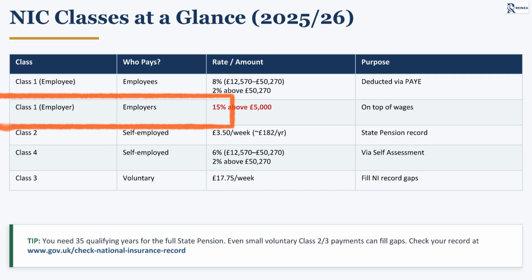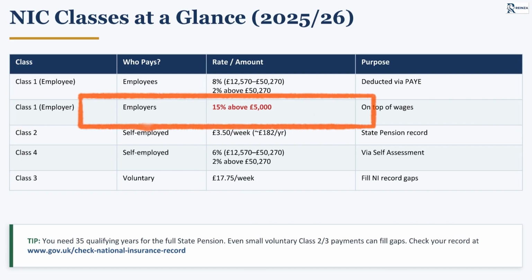Class 1 employer contributions are paid by employers on top of wages. From April 2025, the rate is 15% on earnings above £5,000. This is a significant cost that many new employers underestimate.